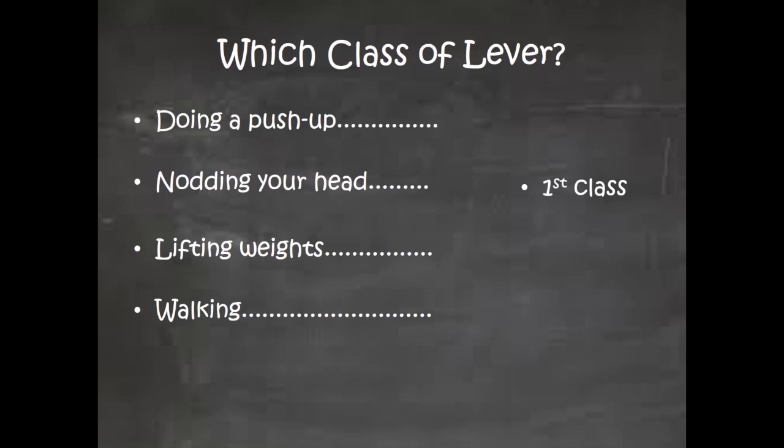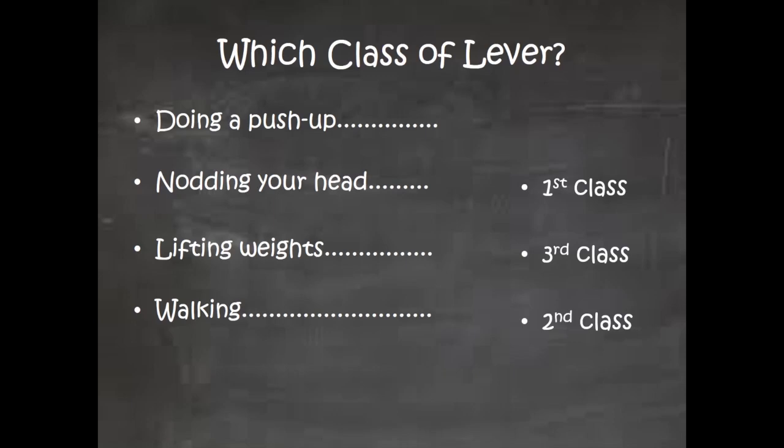Now let's consider lifting weights. The fulcrum is at your elbow, the effort is coming from your biceps, and the resistance is in your hand. When effort is between, it's third class. What about walking? The fulcrum is at your toes, the resistance is coming down the front of your leg, and the effort is coming from your calf muscles in the back of your leg. Since the resistance is between, it's second class.